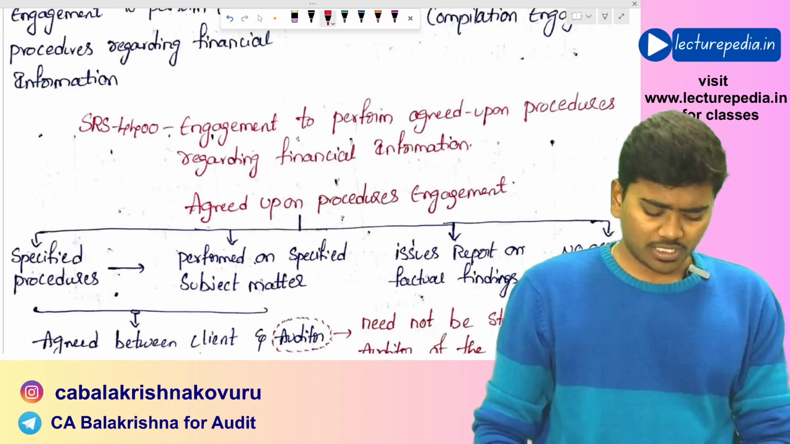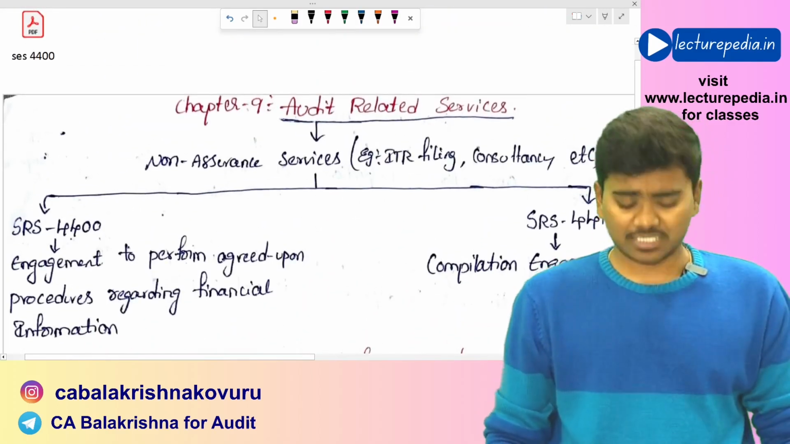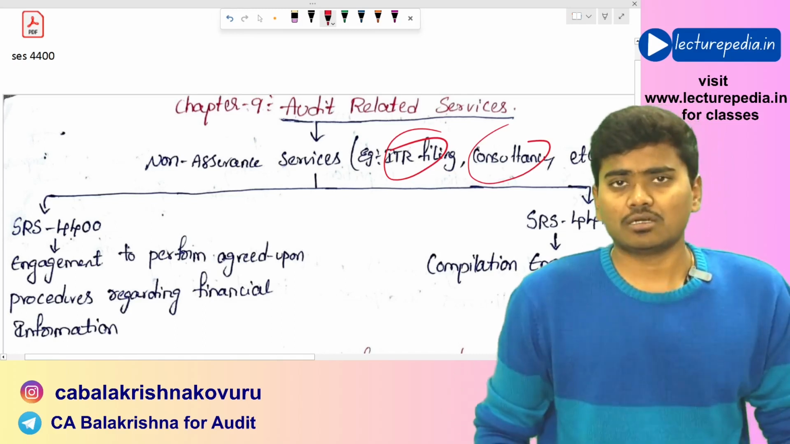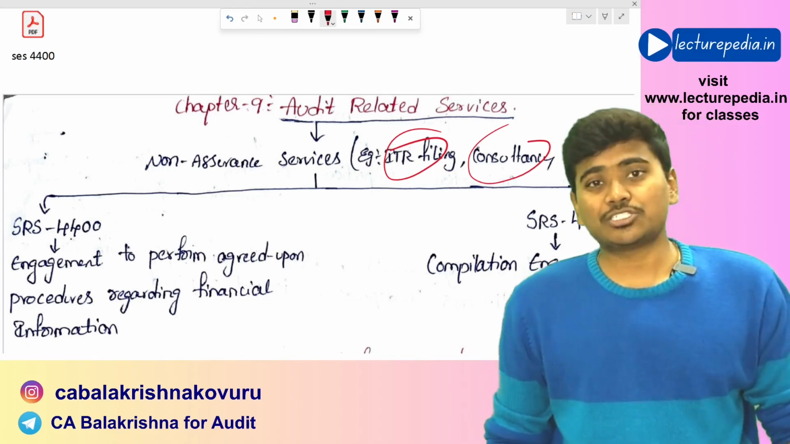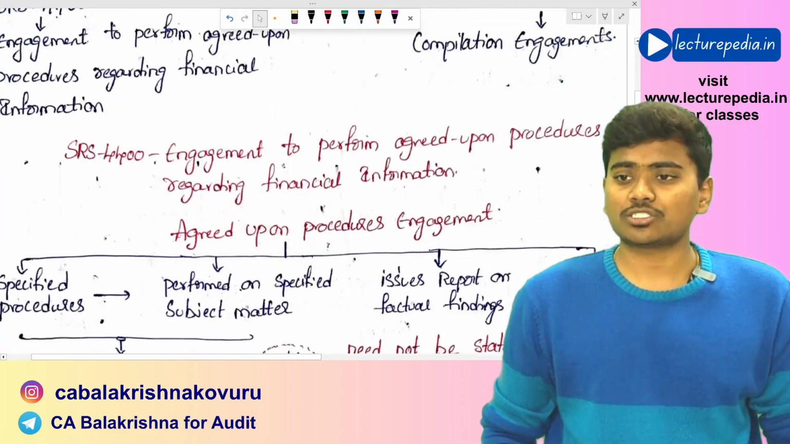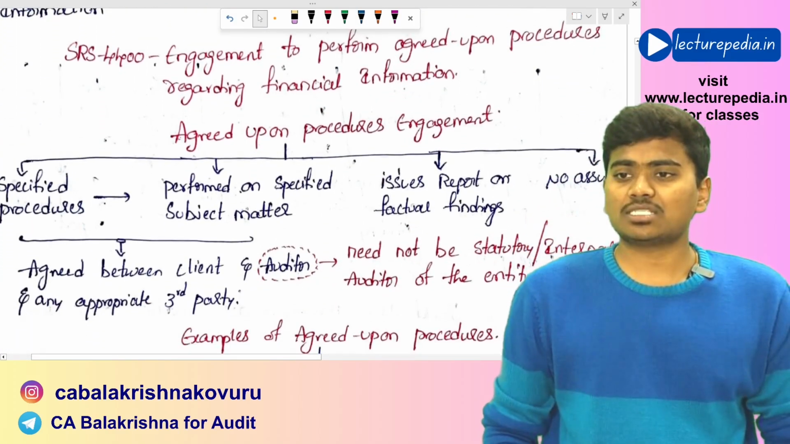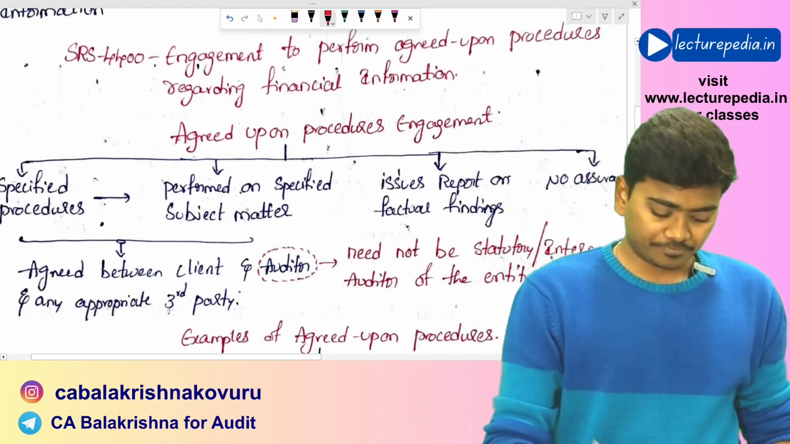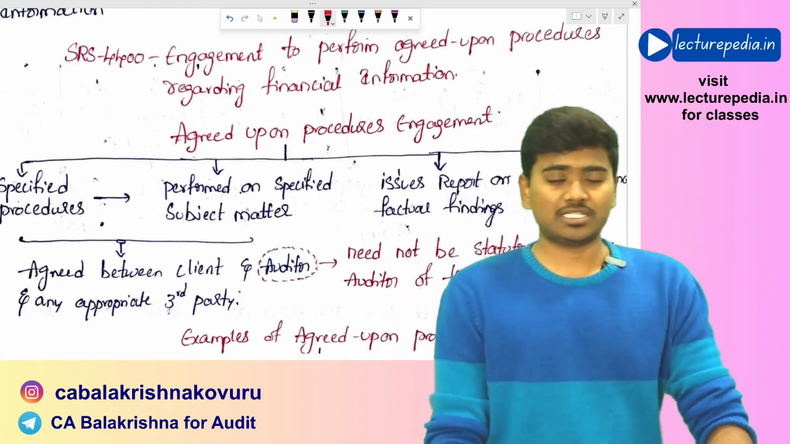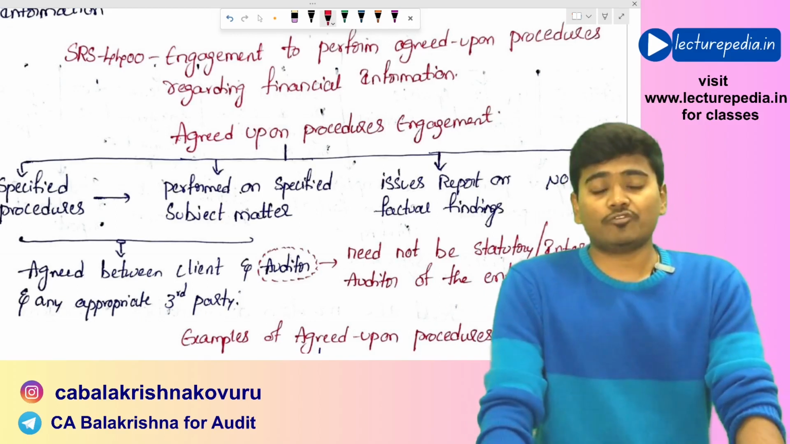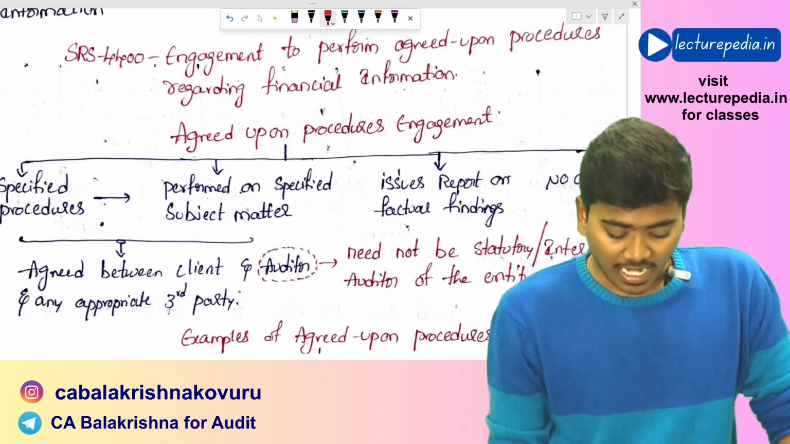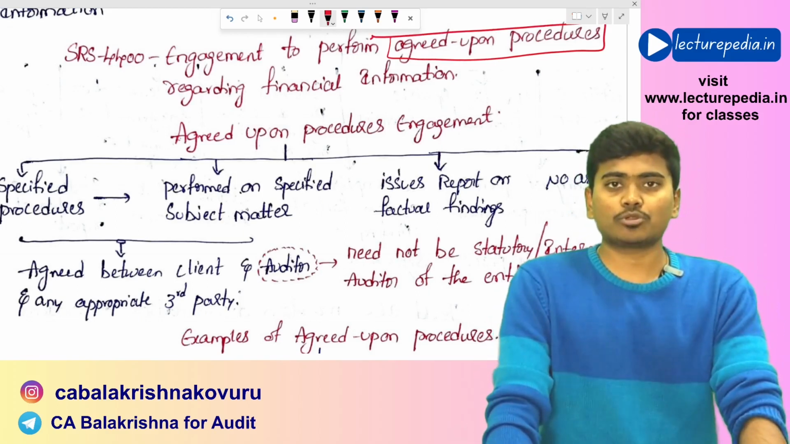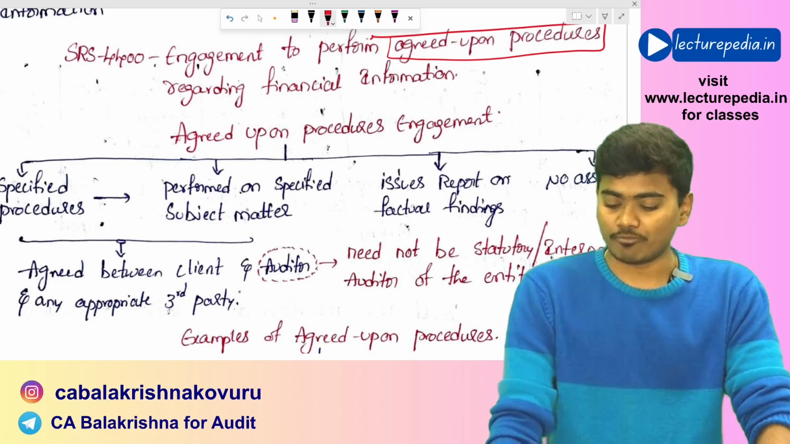And what could be some examples of non-assurance services? Income tax return filing, consultancy, such types of services where you don't provide any assurance, are some examples of non-assurance services. Now coming to SRS 4400, this standard deals with the appointment of an auditor for the purpose of performing certain agreed upon procedures. What are these agreed upon procedures? They can be any procedures.